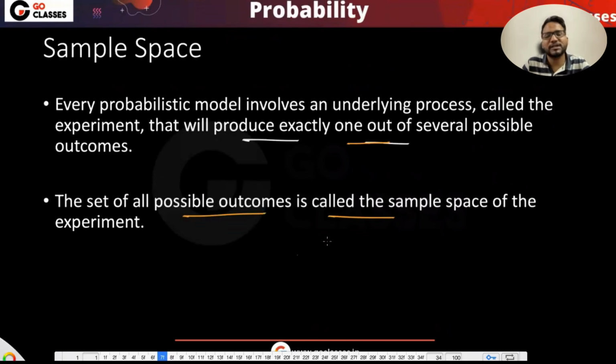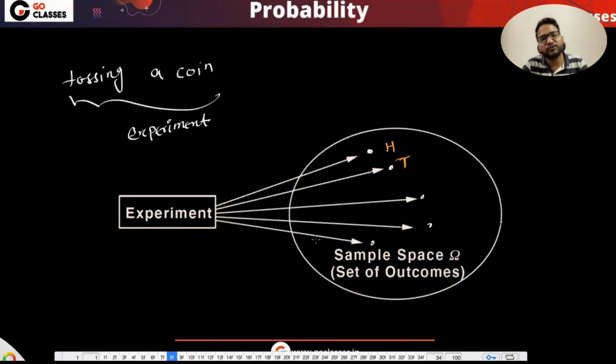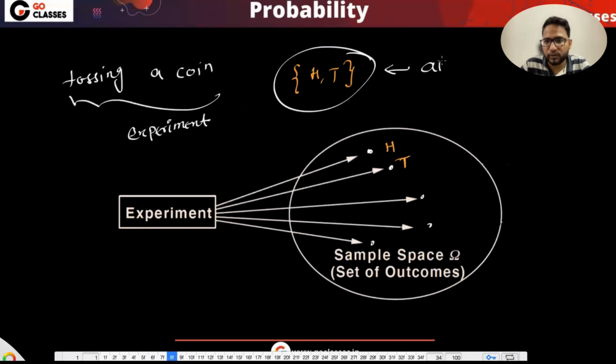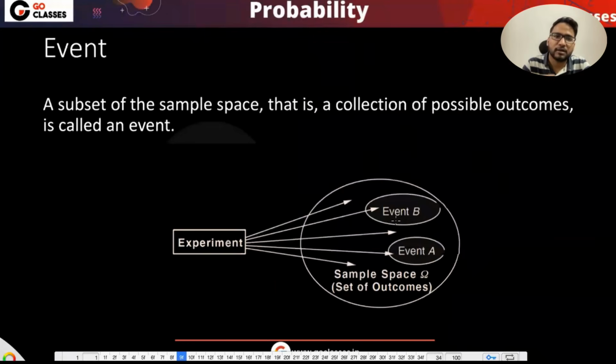If I ask you what is the sample space for this experiment, can you tell me in terms of set notation? Head and tail. Why? Because these are all possible outcomes that you can get. It is understandable slowly, right? We will have more examples. For now, let me just define two or three terms, then we will connect the dots.